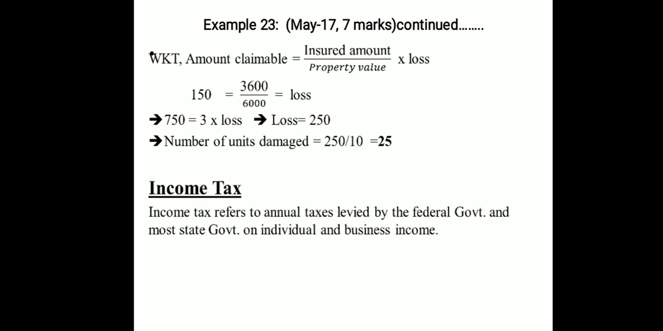Number of units damaged equals 250 divided by 10, because each costs about 10 rupees. So 25 articles were damaged. So that completes the insurance section. Let us go for income tax, and today let us accomplish unit number 2.